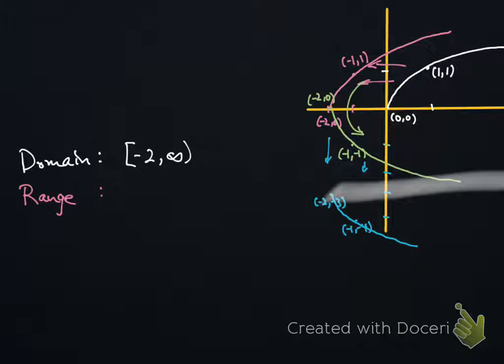And now for the range, I'm looking to see what are the outputs of this function. What are the heights? What are the y values that are output by the function? I notice I can go from -3 down to -infinity. In interval notation, I put the smaller value first. And so this is -infinity, -3. It's closed on the -3 side because I do actually attain the height -3. It's open on the negative infinity side because negative infinity is not a real number.